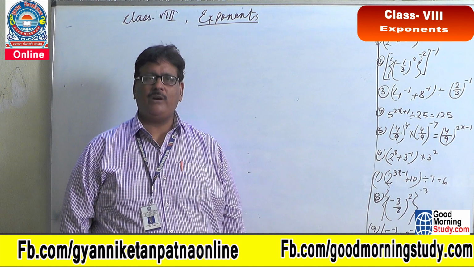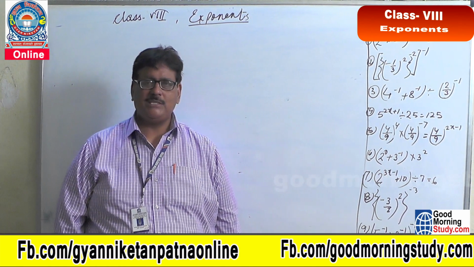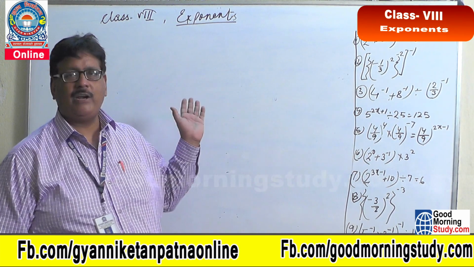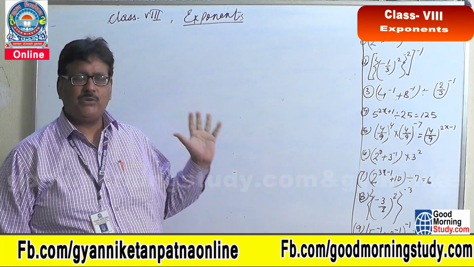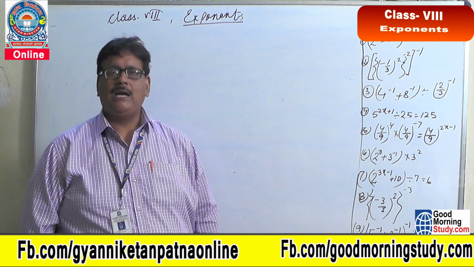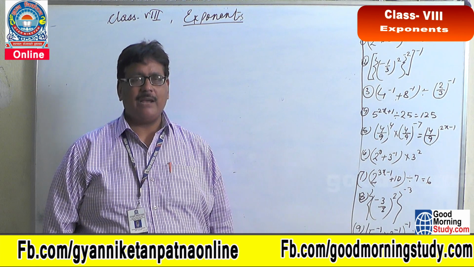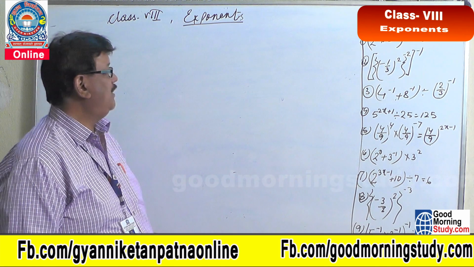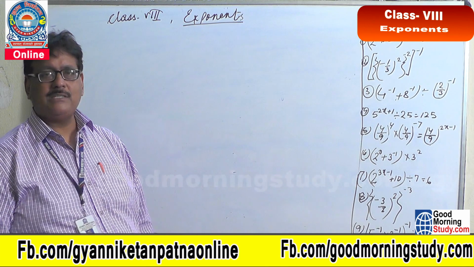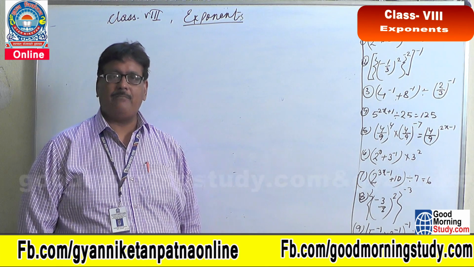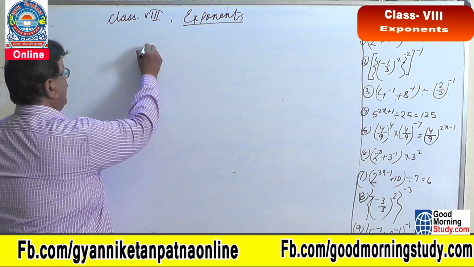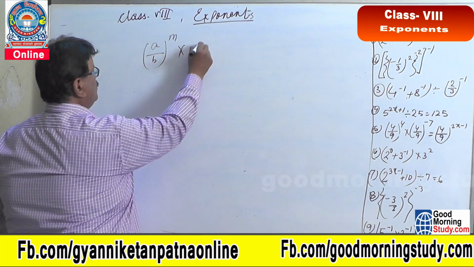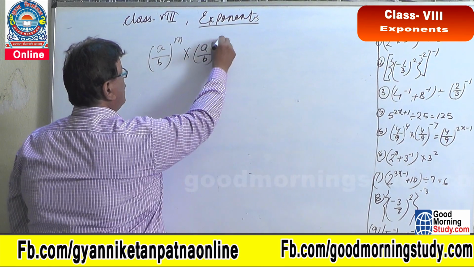In the last class, we have already studied certain rules and properties of exponents related to integers. Today, we will discuss the same property and rule related to rational numbers. Suppose we have two non-zero rational numbers a and b, such that (a/b) raised to the power m into (a/b) raised to the power n.